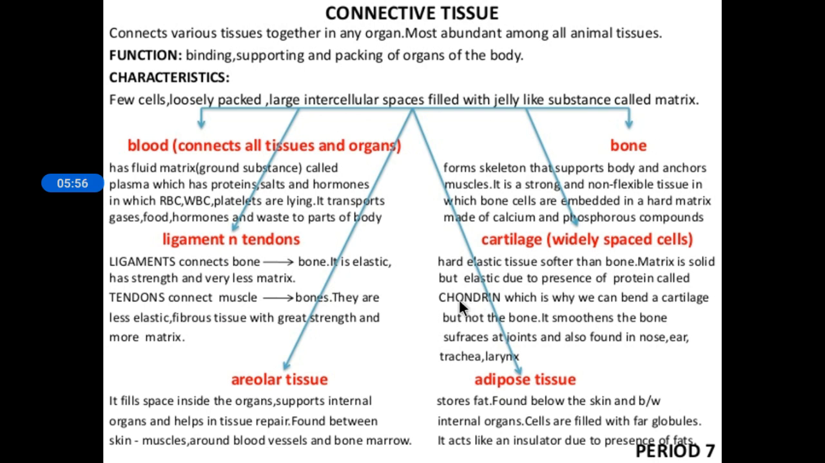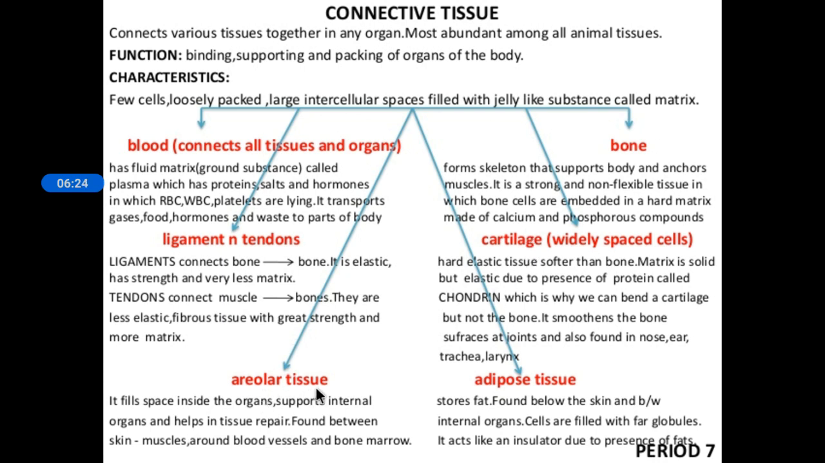Mainly where is it present? Yes, in our ears, in our nose, at places where two bones are joining, in our tracheal area, and in our larynx. These are the places where we can find cartilage. We are able to fold our ears and our nose; they are soft, right? It is because of the presence of cartilage. Okay, what is the protein in them? Chondrin. This is about cartilage.